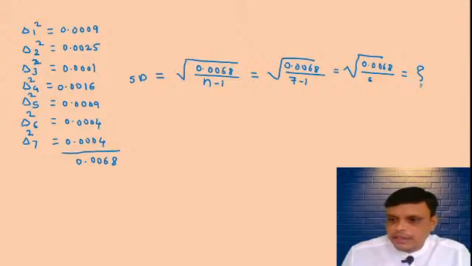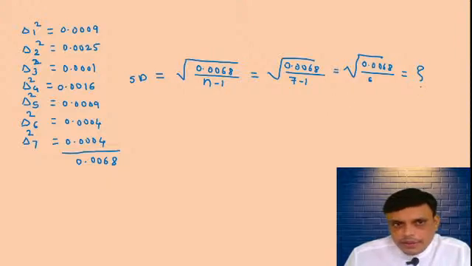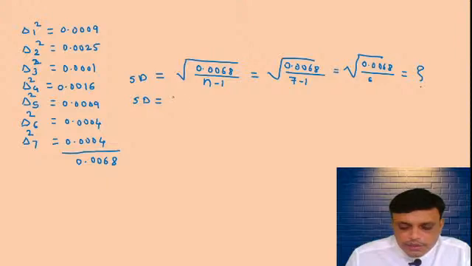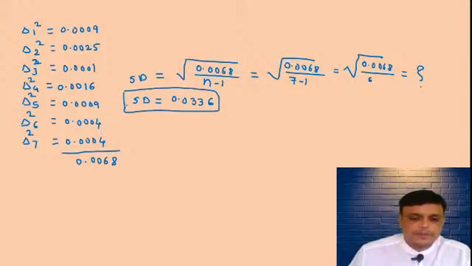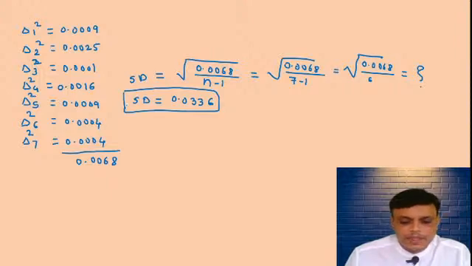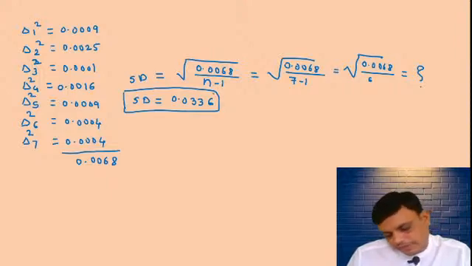Correct. 0.0336. It will come SD is equal to 0.0336. So this is the standard deviation.